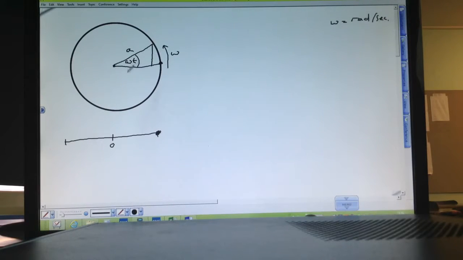As you're going round, what is that now? Now you can do it. If I'm after the adjacent and I've got a hypotenuse, it is A cos omega t. So that distance there is the distance here that you're measuring. So I'm going to put a dash there. That's where the particle is now, P, or particle.